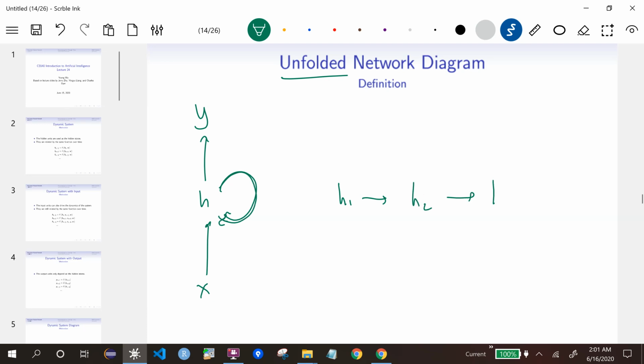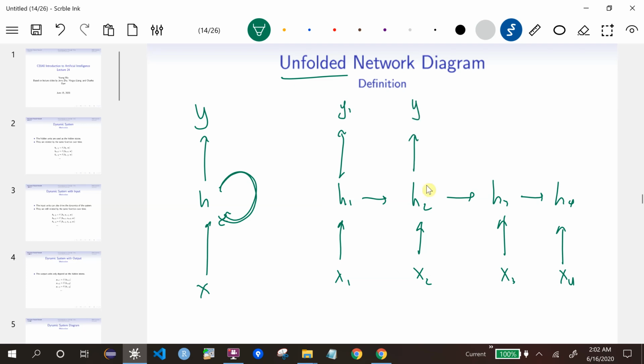relation, and it's basically we're making it h1, h2, h3 at different time steps, so h4, and we have our x input, and we have our y outputs. And of course, these y's will generate some kind of cost.